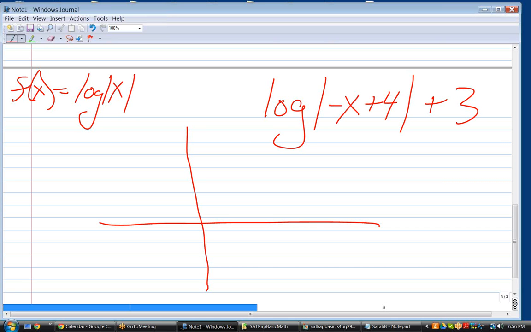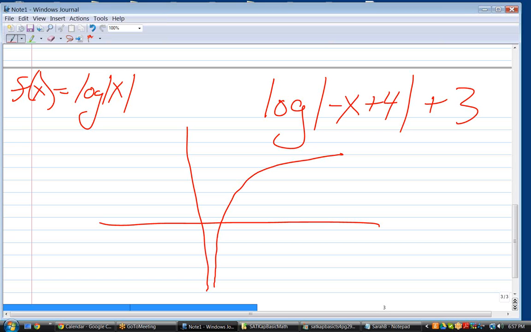Well, first of all, the log of x looks like this. Okay. What's the log of absolute value of x look like? I don't know. The absolute value is a v. I don't know about the log, though.